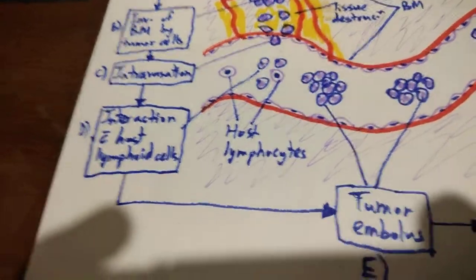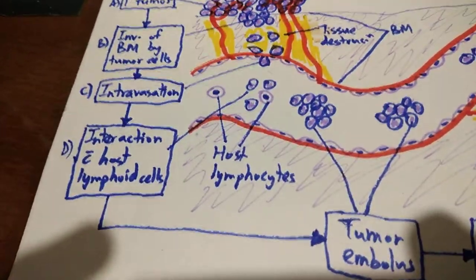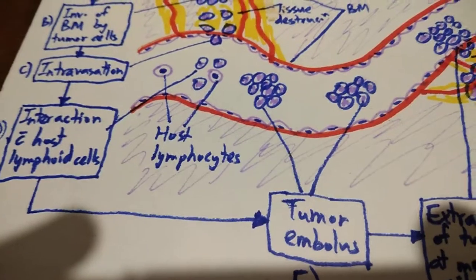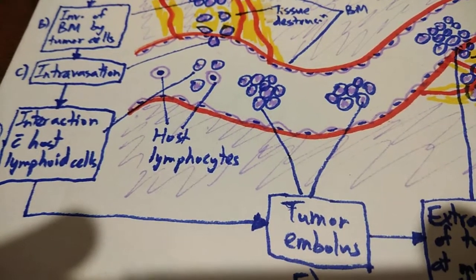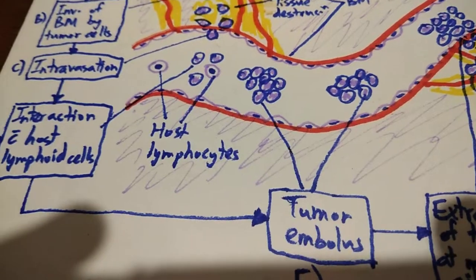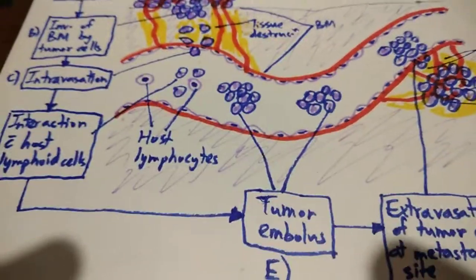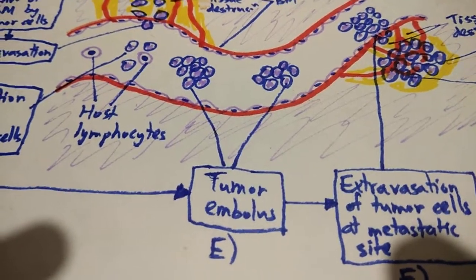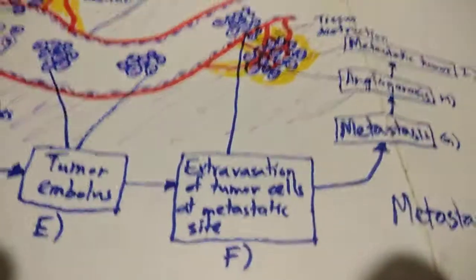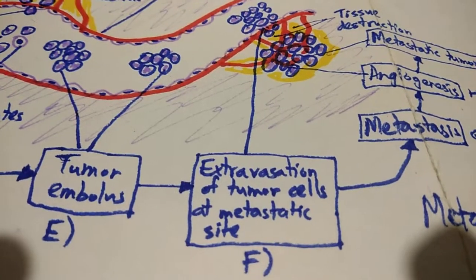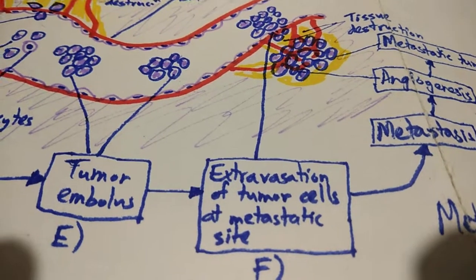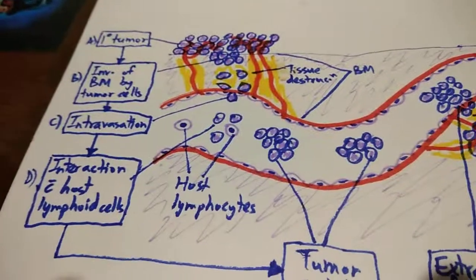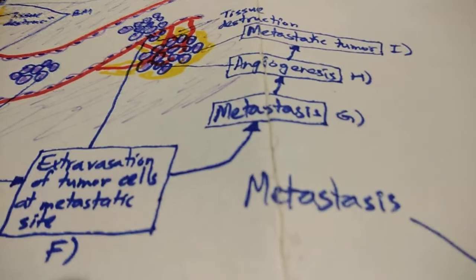Then, once it's in circulation, it interacts with the host lymphoid cells. Now, the host lymphocytes try their best to react to this foreign body. So, what does it do? Causes them to clump together. However, this clumping causes formation of a tumor embolus, right? So now this tumor embolus is going to drift around as much as it wants and then cause extravasation of tumor cells at the metastatic site. So here, intravasation is where it gets in, extravasation is where it gets out. So that causes metastasis in a nutshell.